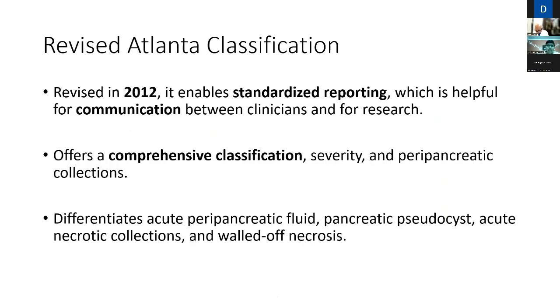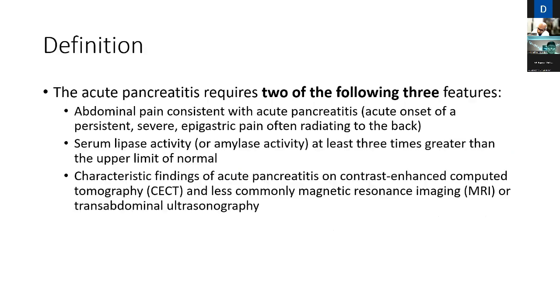So because of these, the revised Atlanta classification was described. It was revised in 2012, and it enables standardized reporting, which helps communication between clinicians and research. It offers a comprehensive classification of severity and peripancreatic collections. It differentiates local complications: acute peripancreatic fluid collection, pancreatic pseudocyst, acute necrotic collections, and walled-off necrosis.